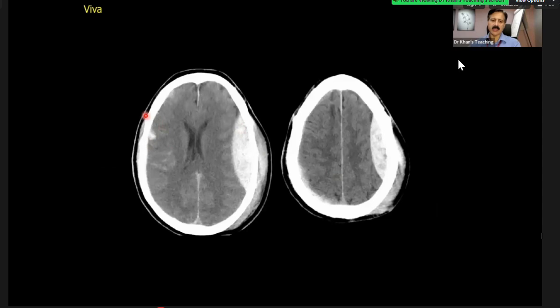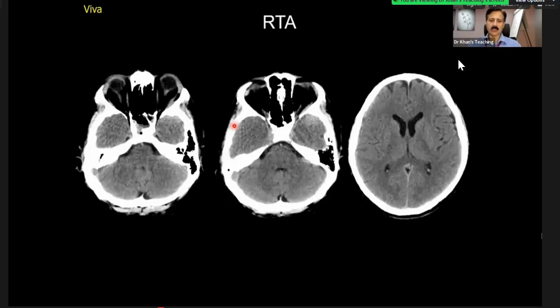What is happening here? And I want to hear the words. What is this? On the left side there's an acute extradural hemorrhage. On the right side there's a contusion, and there's also subarachnoid hemorrhage as well. Excellent. So subarachnoid hemorrhage can be traumatic subarachnoid hemorrhage. That was fine. Is there an extradural hematoma on this case?